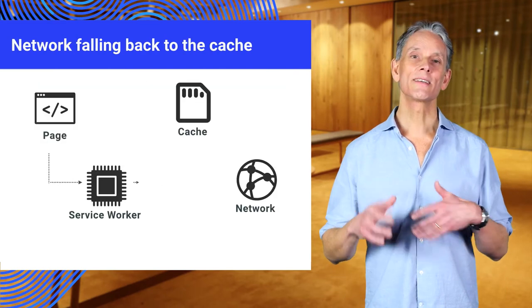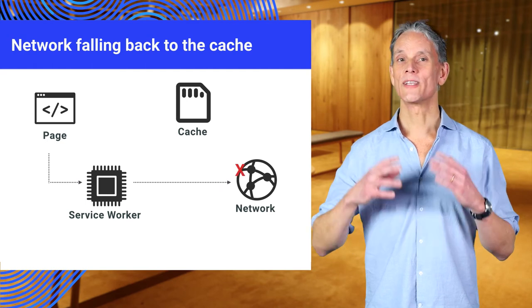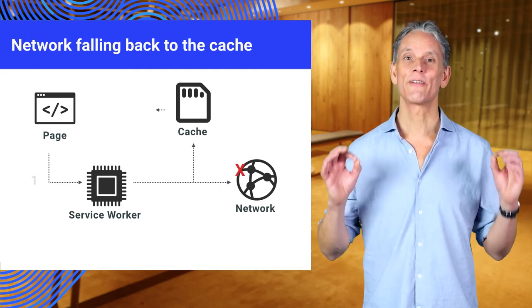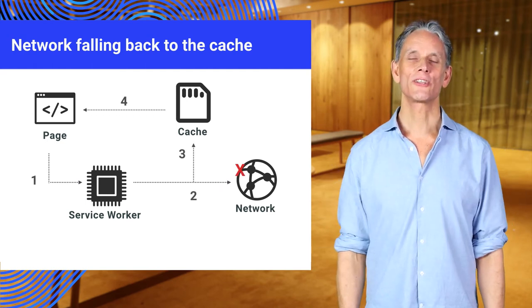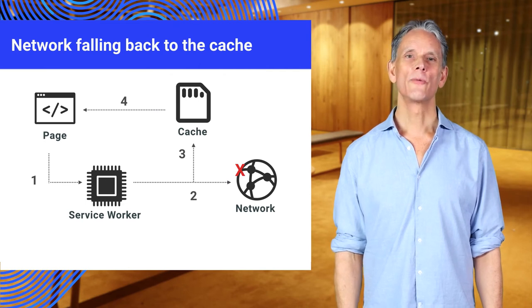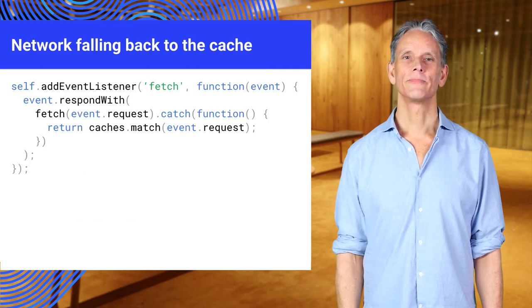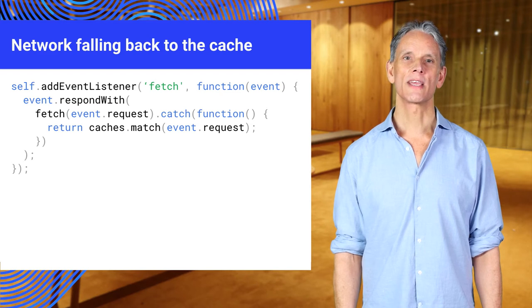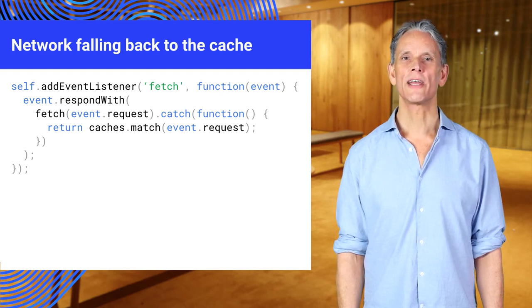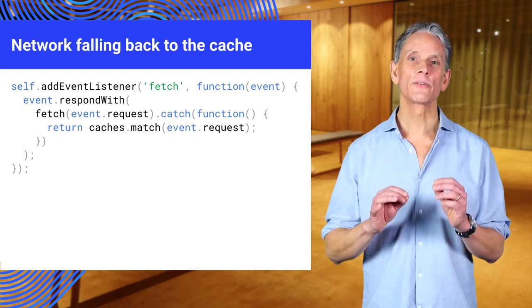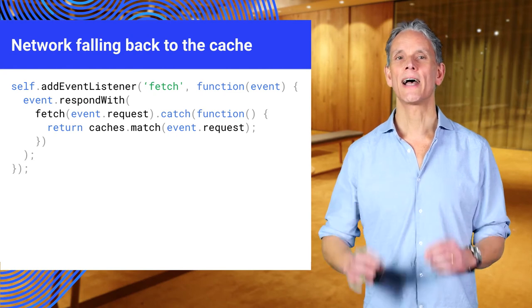The request is intercepted by the service worker. We send the request to the network, and if that fails, we look for a match in the cache. We return the response. In the above code, we first send the request to the network using fetch, and only if it fails do we look for a response in the cache.